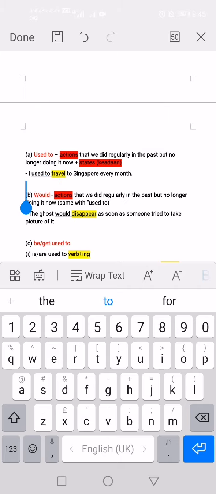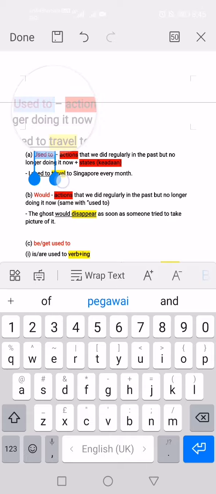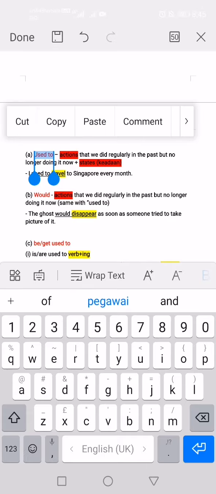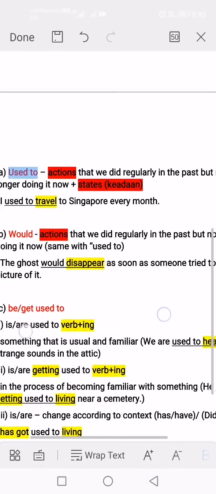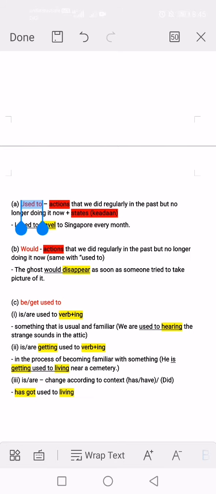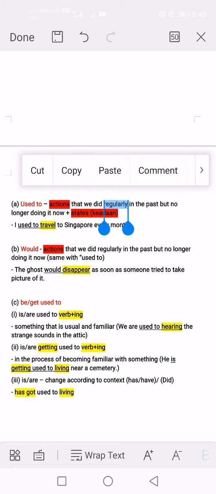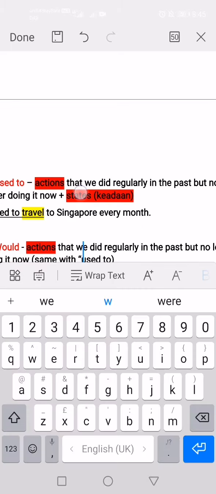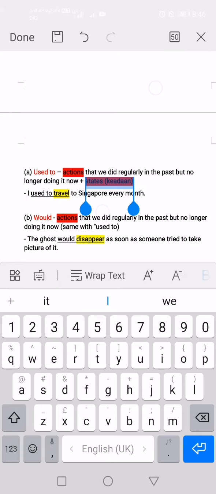The meaning of used to here is 曾经, pernah, write down. So what is the meaning? Actions that we did in the past regularly. What is the meaning of regularly? 很常, selalu. We did in the past but no longer doing it now. 我现在没有做了, sekarang saya tidak buat. Dulu saya selalu buat tapi sekarang saya tidak buat. Or another one is keadaan yang selalu berlaku dulu.